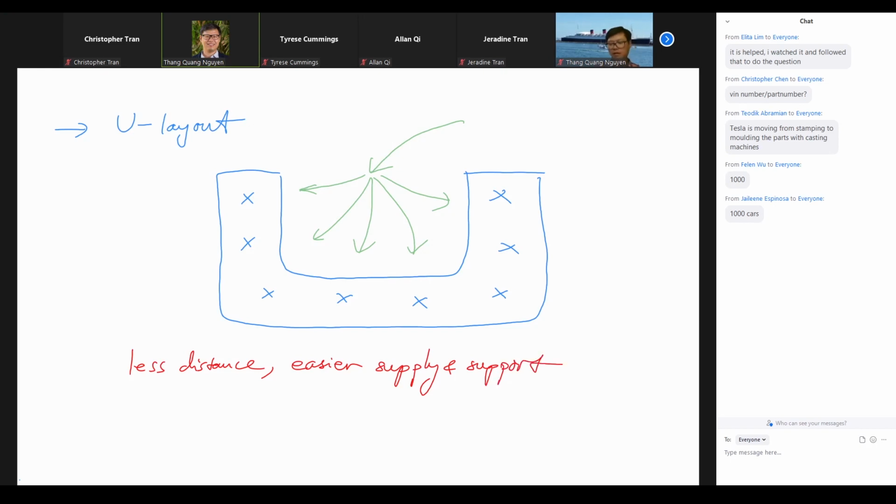Sometimes the chief engineers have to inspect different parts of the assembly line. Sometimes they have to jump in and help the workers out, right? So the engineers will not have to walk that long. They will have faster response to the station. All of these are important, right? So it's all about efficiency right here. Okay, so that's a U layout.